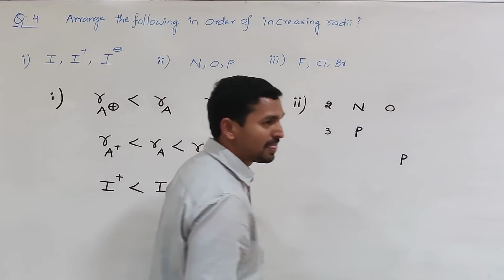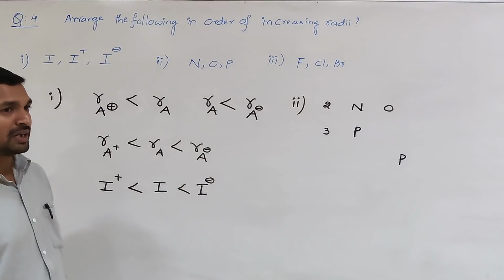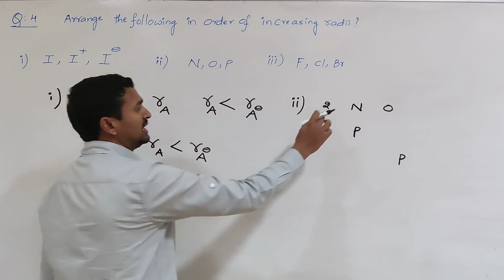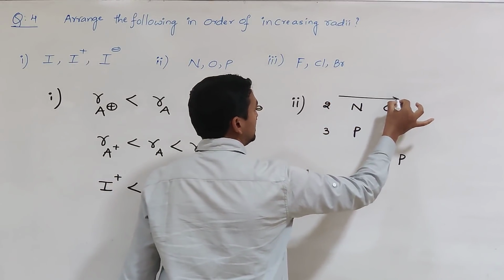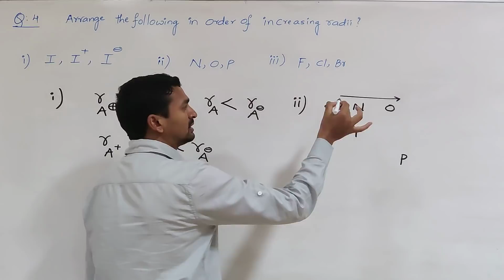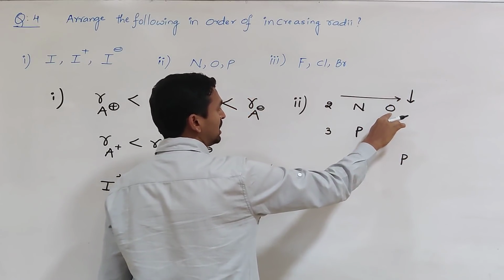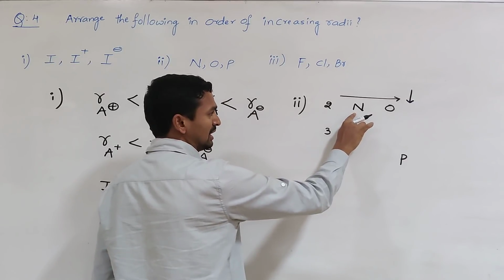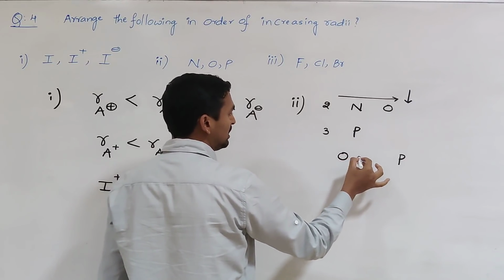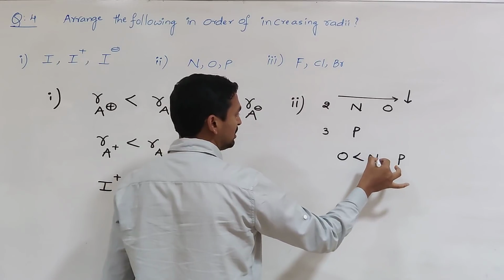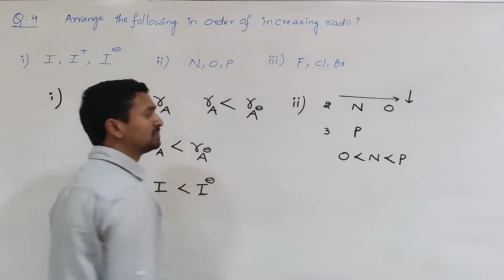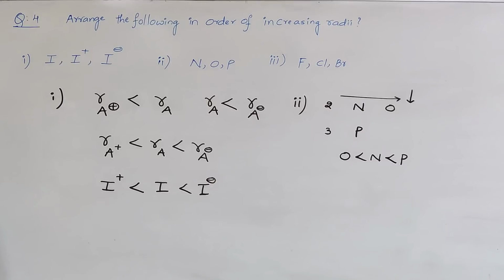Okay, clear. Then next to phosphorus, which is smaller in size? As we move from left to right in a period, the atomic radii decreases. That means oxygen is smaller in size, nitrogen is larger in size. So oxygen is less than nitrogen, nitrogen is less than phosphorus. This is the second question.